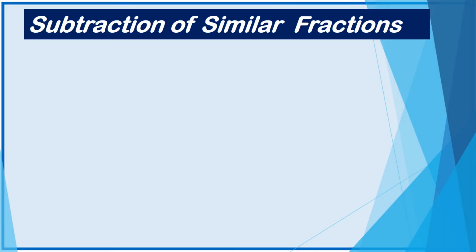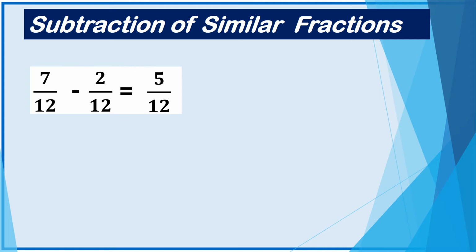What about subtraction of similar fractions? In this example, you will only subtract the numerators. So you got 5 over 12. Is the answer in the simplest form? Yes, because the only common factor of 5 and 12 is 1.